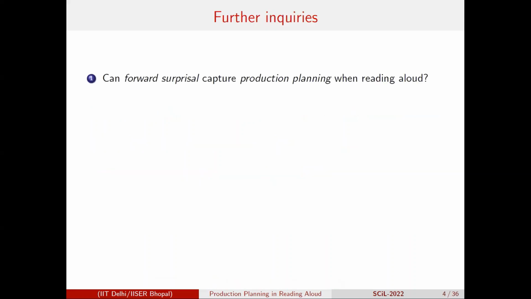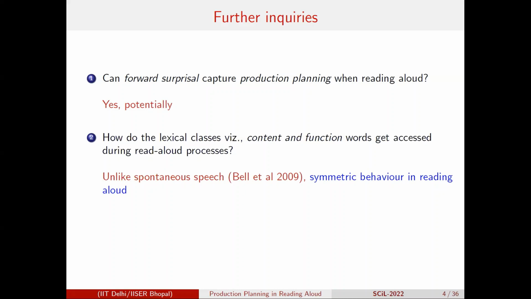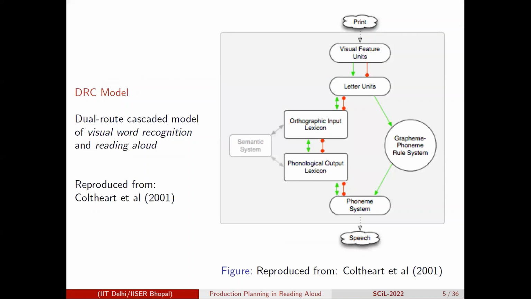We further inquire, can forward surprisal capture production planning when reading aloud? And we find that yes, it potentially captures the planning processes in reading aloud. We also investigate how the lexical classes, namely content and function words, get accessed during reading aloud. We found that unlike spontaneous speech, there is symmetric behavior towards these classes of words in reading aloud. And we argue that in reading aloud, maybe lexical access of items, to the extent of full semantic representation, may not be necessary.